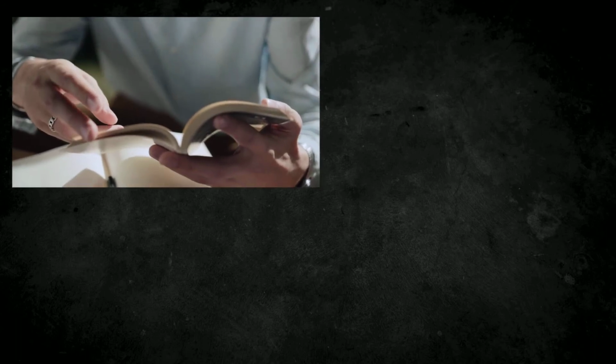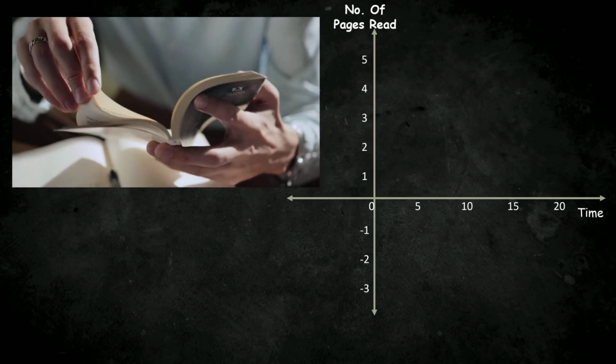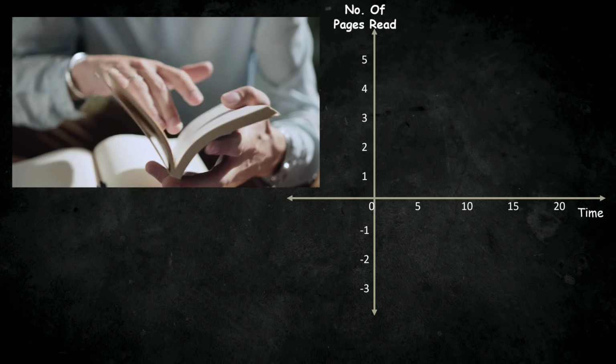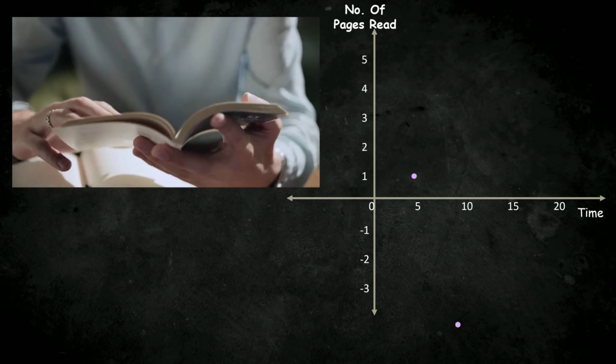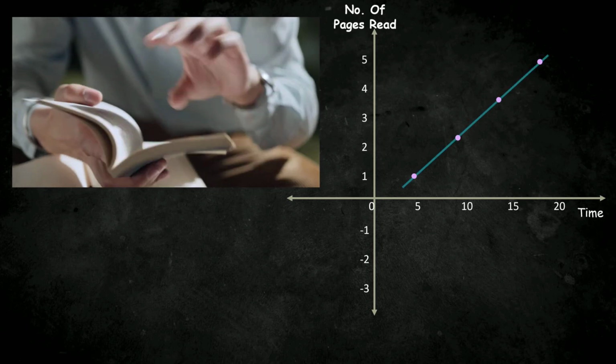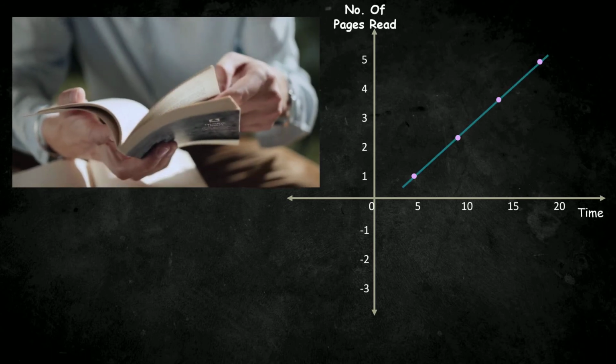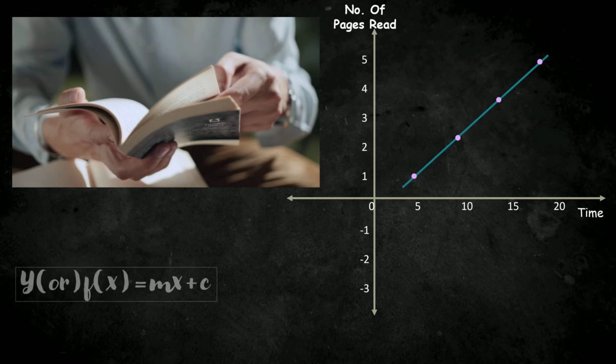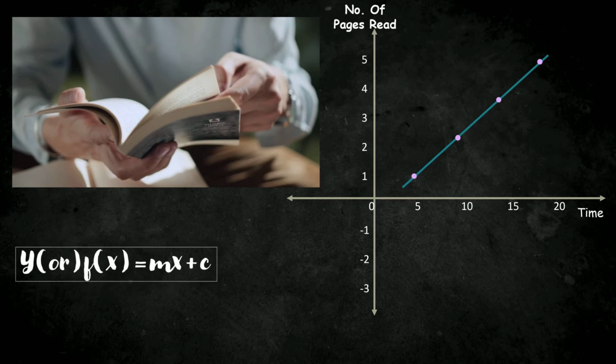Let's assume that you are reading a novel for about 20 minutes. The number of pages you read increases with time. If you plot the graph with time in x-axis and number of pages you read in y-axis, then you will get a straight line. The straight line has a linear function. The general equation of a straight line or a linear function is y or f of x is equal to mx plus c. When x is 0, this equation becomes y is equal to c. Therefore, c is called the y-intercept. This means c is the value where the graph crosses y-axis.